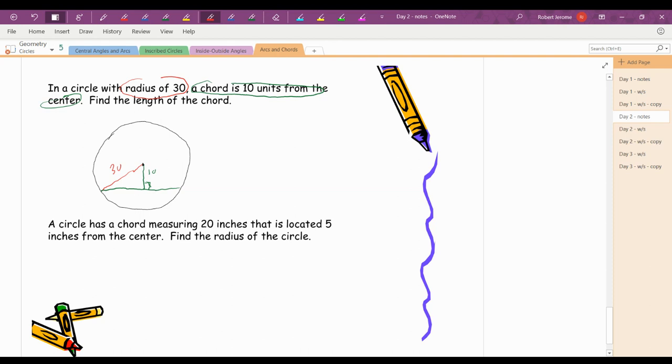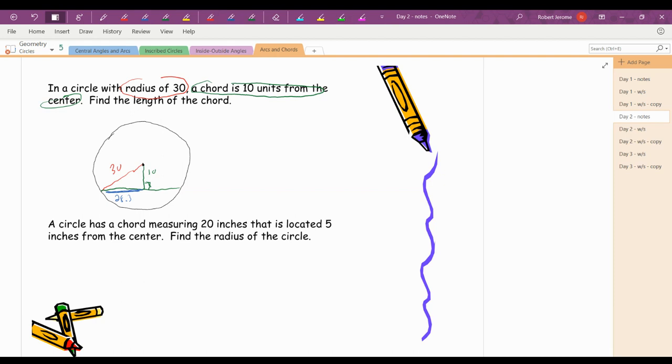The only thing I can do here is Pythagorean theorem to find the missing side of that chord, of that triangle. So this is what we're going to do right here. So we have 30 squared minus 10 squared. And we're going to take the square root of that, 28.3. That's the side of the triangle.